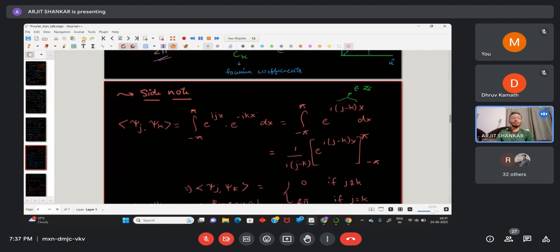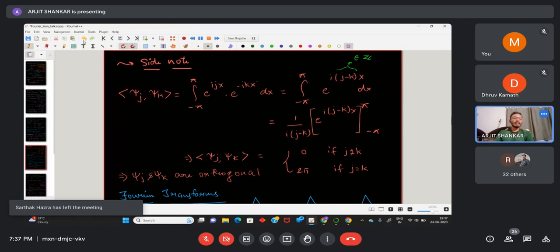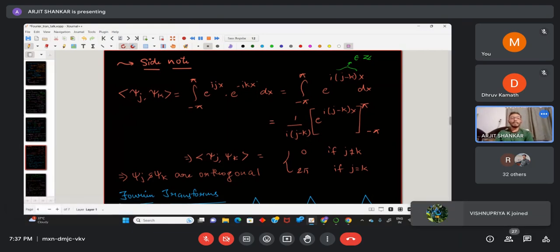So now we want to prove that this psi j and psi k are forming an orthogonal basis. If we are taking from minus pi to pi, psi j and psi k, from the old definition of inner product that I showed you, it will be e to the power of ijx times the complex conjugate of the other, which will become e to the power of minus ikx, because the complex conjugate of e to the power of ikx will become e to the power of minus ikx dx. And then if we multiply things up by simple algebra, it will become e to the power of i times j minus k times x.